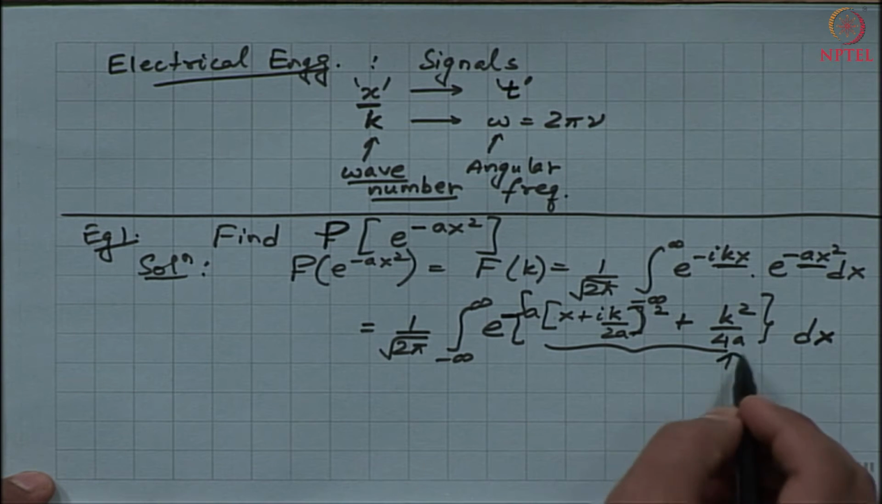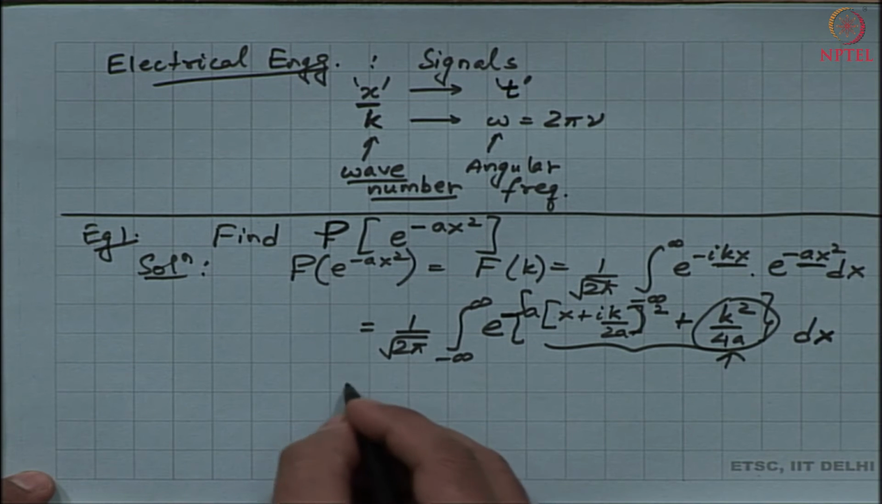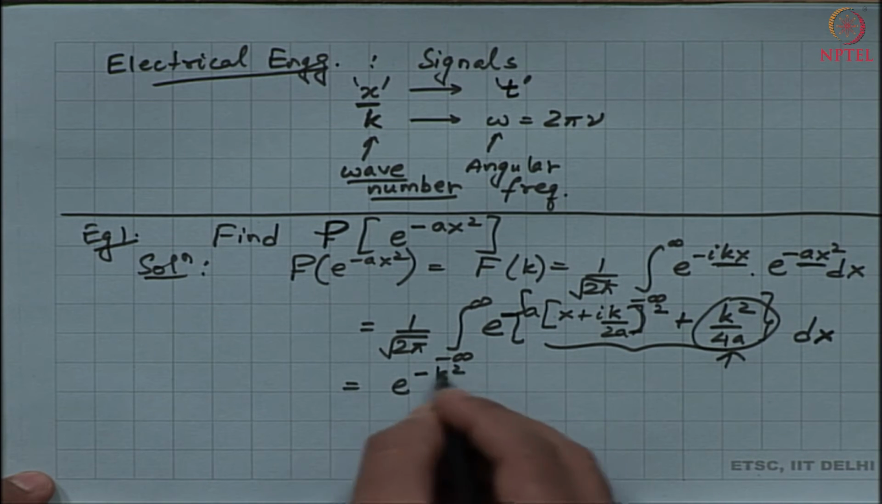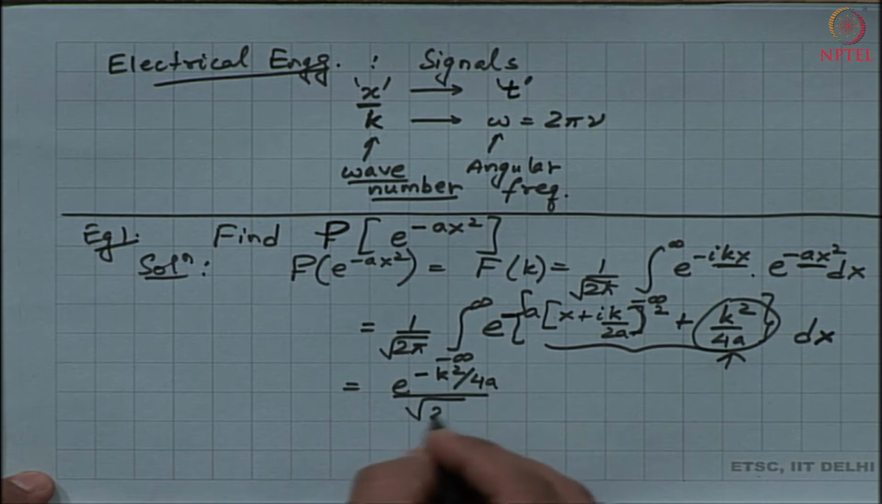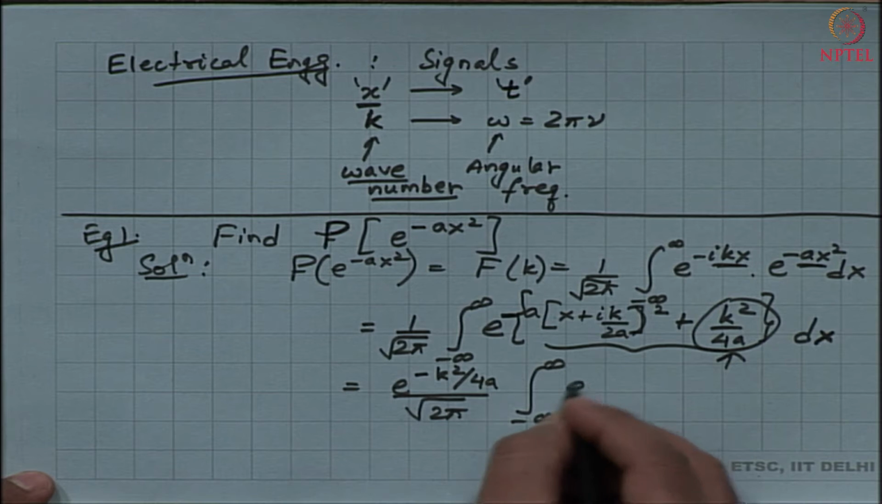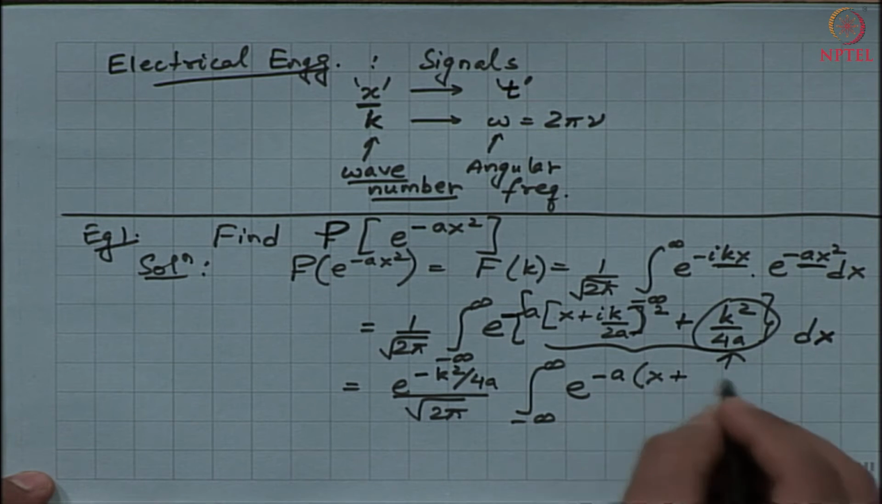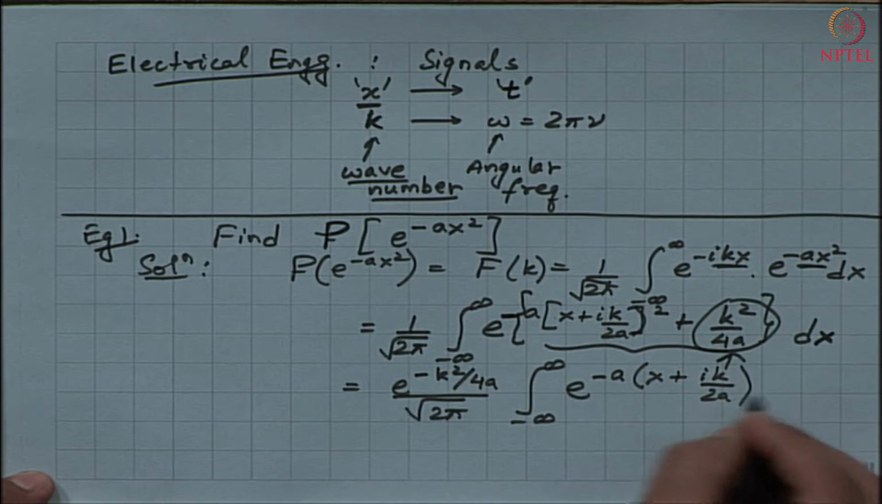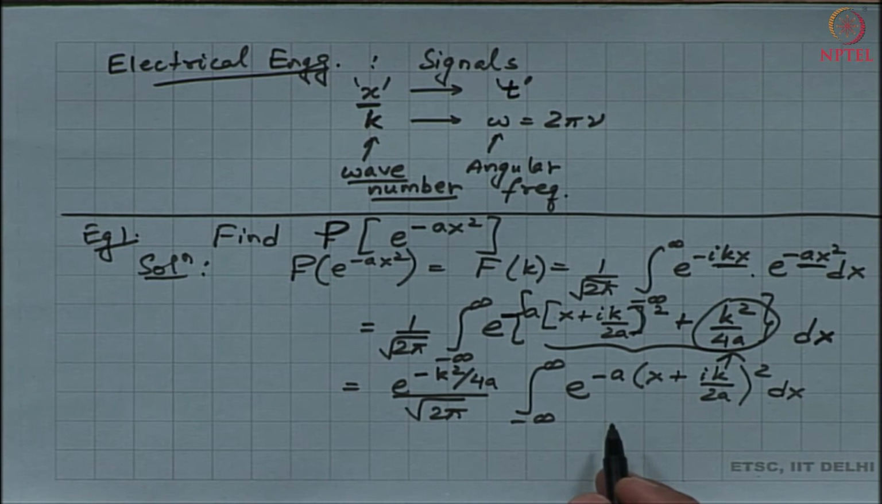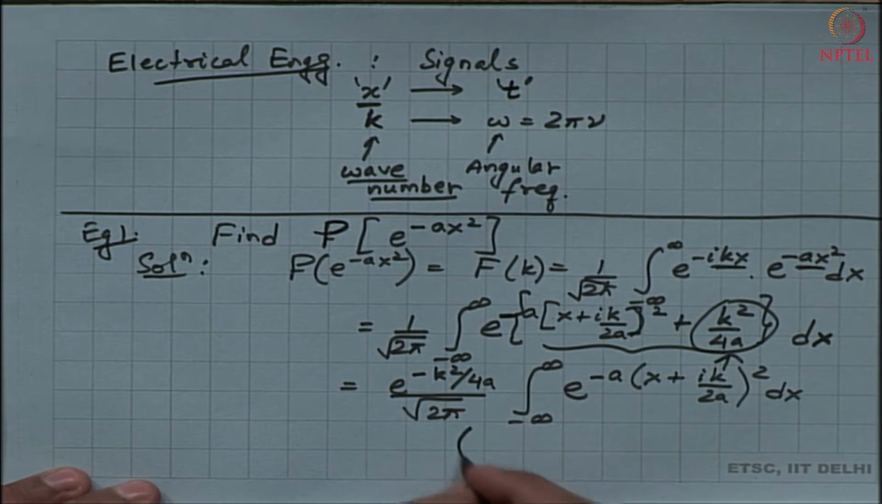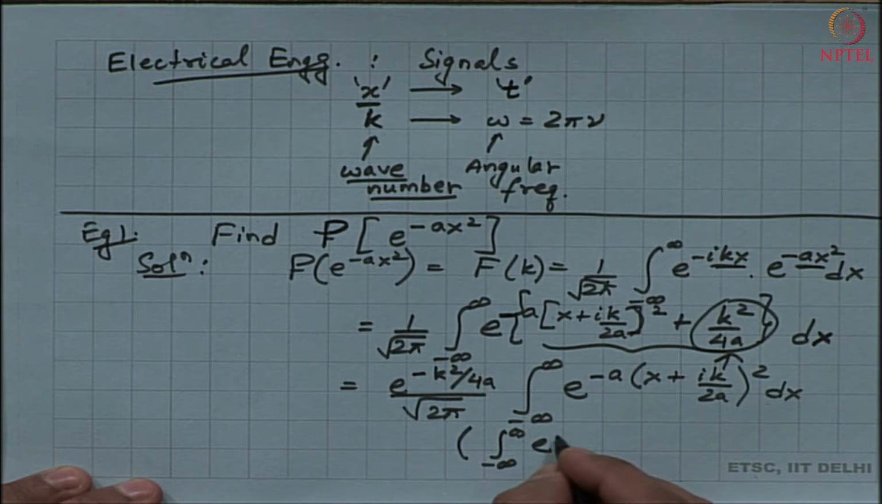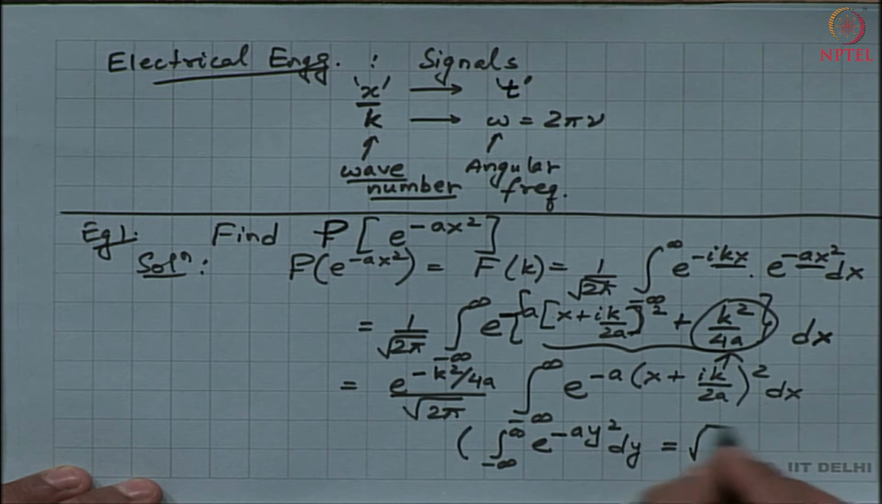Notice that this second term is independent of x, so I can pull it out of this integral. So, this becomes e to the power negative k square by 4 a divided by square root 2 pi, integral from minus infinity to infinity e to the power negative a, and then the first factor remains, x plus i k by 2 a, square, dx. Now, there is a very standard theorem in calculus which tells us that if I have an infinite integral of e to the power negative a y square dy, this value is equal to square root of pi by a. This result is quite common in calculus books, and let us use it to come to the final answer.